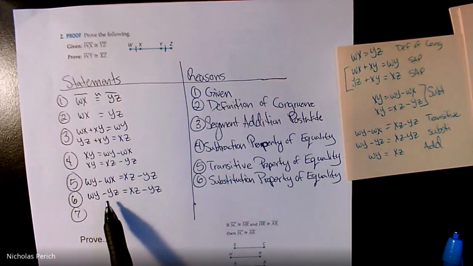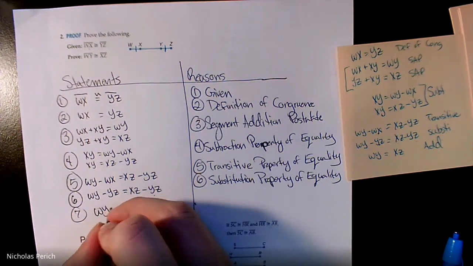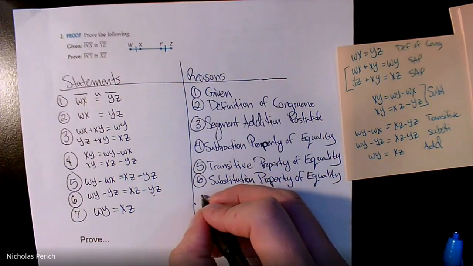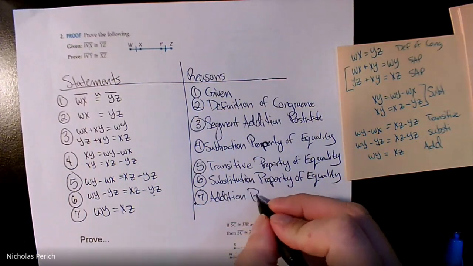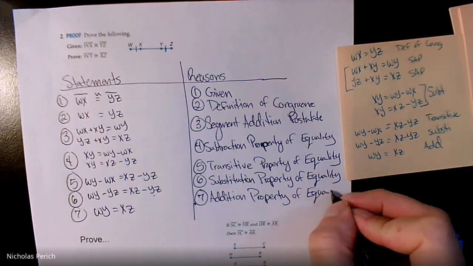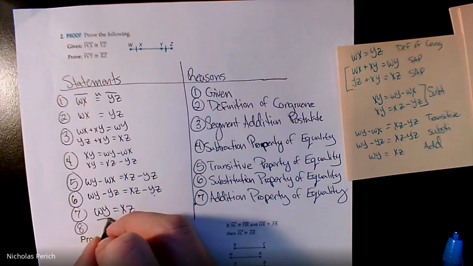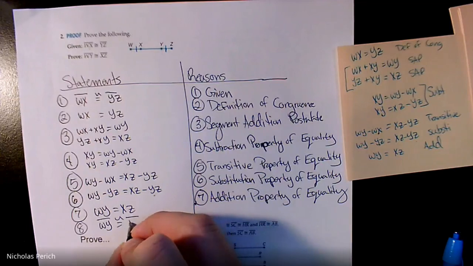Well, if I have a negative yz on the left and a negative yz on the right, then they cancel each other out, and that leaves me with wy equals xz. And the way that I would get rid of the negative yz was I would add yz to both sides. So I use the addition property of equality. And now that I've said that, I can end things out by saying segment WY is congruent to segment XZ.